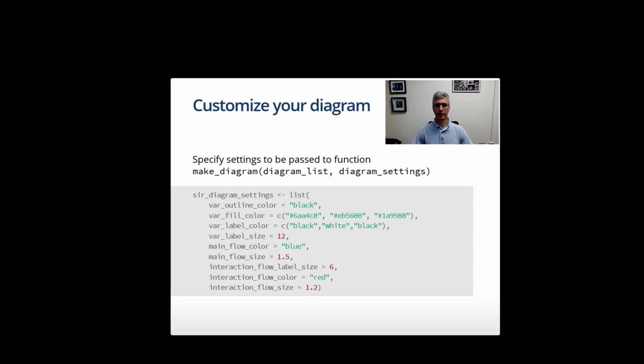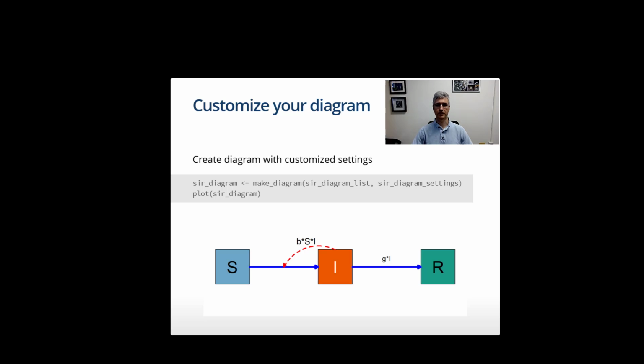Almost always you will likely want to adjust the look of your diagram, and there are multiple ways you can do this. One way is that the make_diagram function has an optional list, diagram_settings, where you can supply all kinds of settings such as colors and line width and text size. So here's an example, and if you were to apply this to the diagram we just saw, you would get this kind of diagram. So you can see you can do a lot of modifications here already.